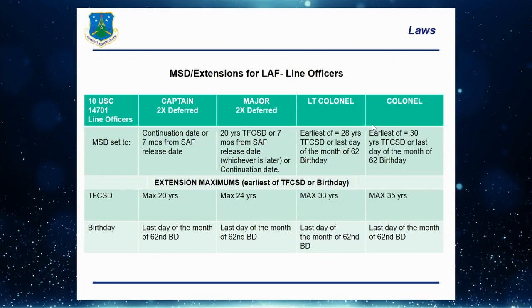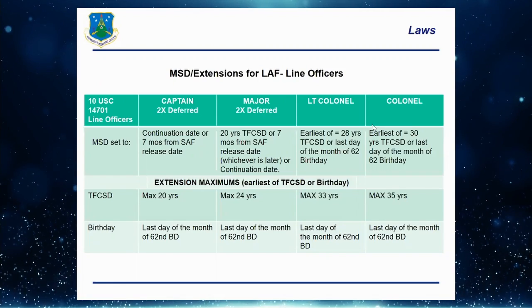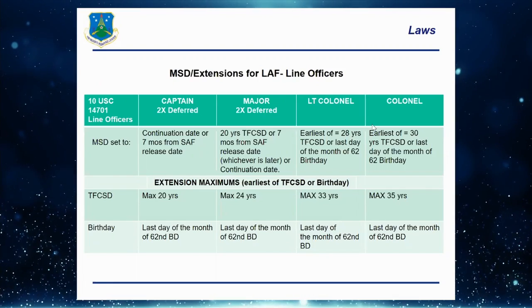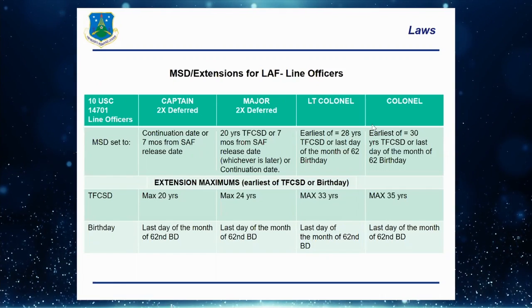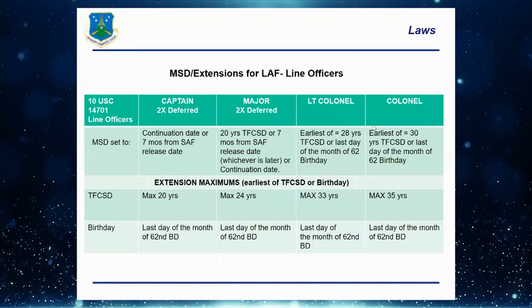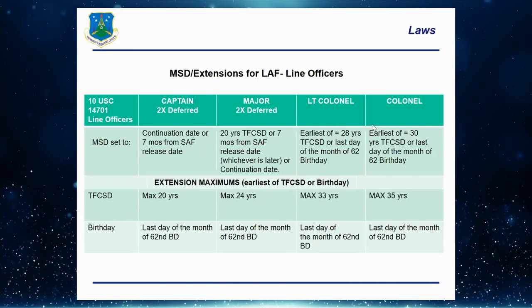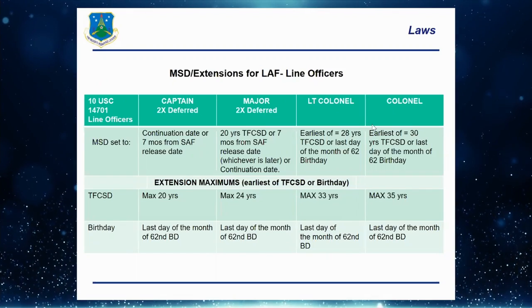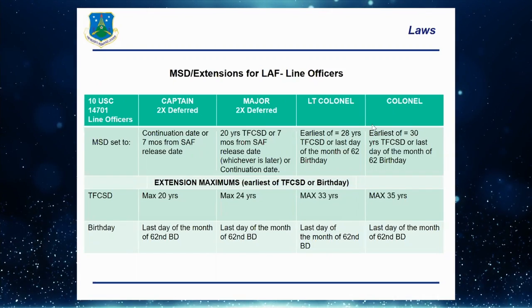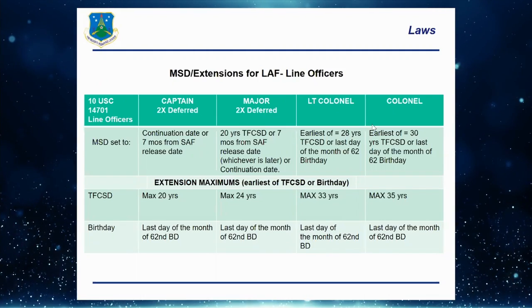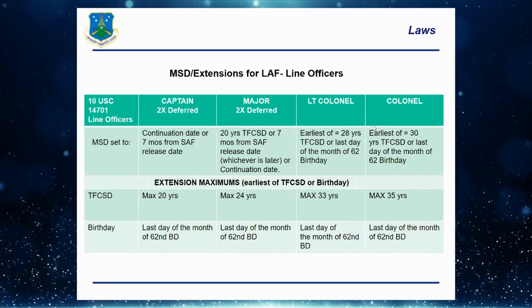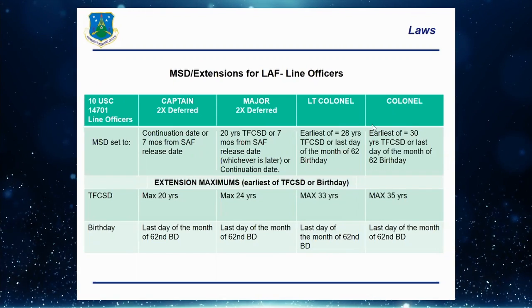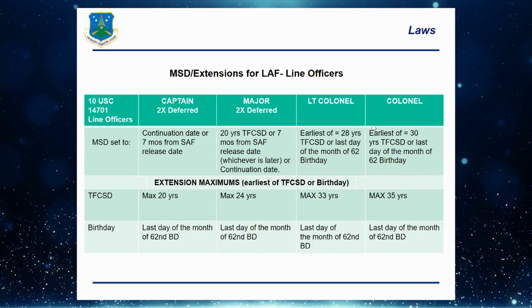Okay, that being said, we talked about what the MSD is set to, and at the bottom portion of the table, we're going to talk about the maximums. The maximum is the earliest of their commissioning service date or their 62nd birthday. We're going to take a look at the captain. You can see in the captain row, their maximum is 20 years or the last of their 62nd birthday. Majors is 24 years, last of their 62nd birthday. Lieutenant colonels, 33 years or the last of their 62nd birthday. Colonels is 35 years and the last of their 62nd birthday.